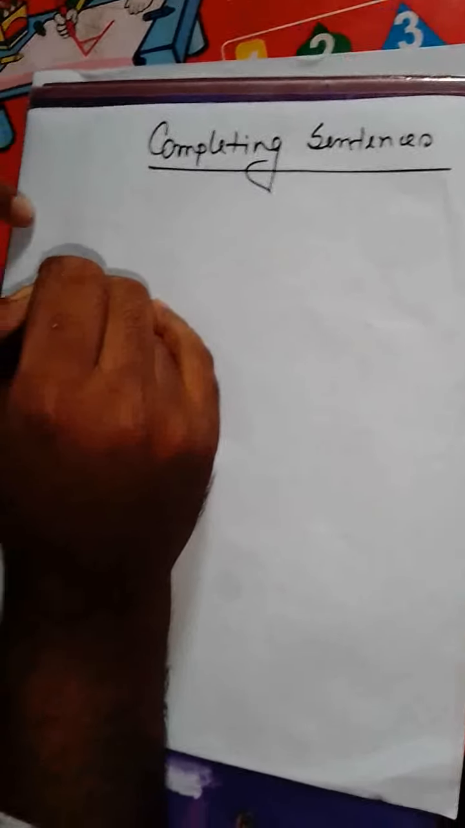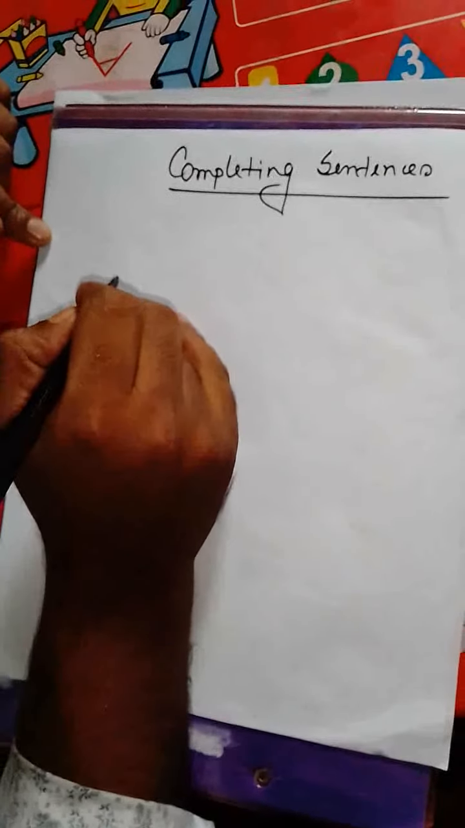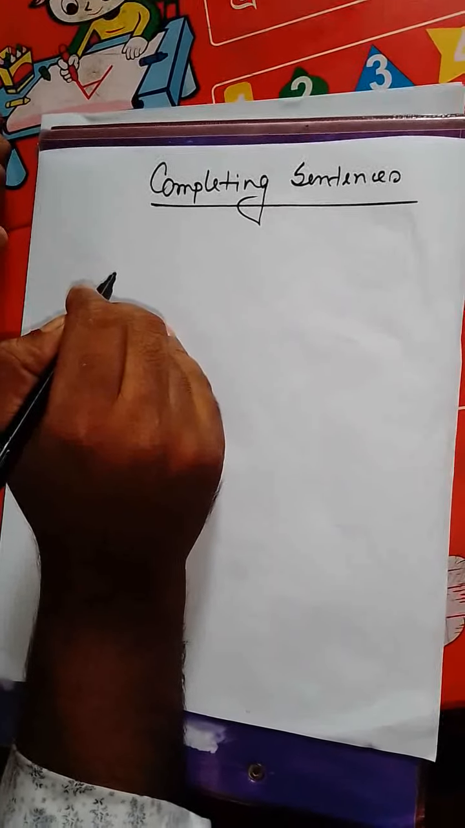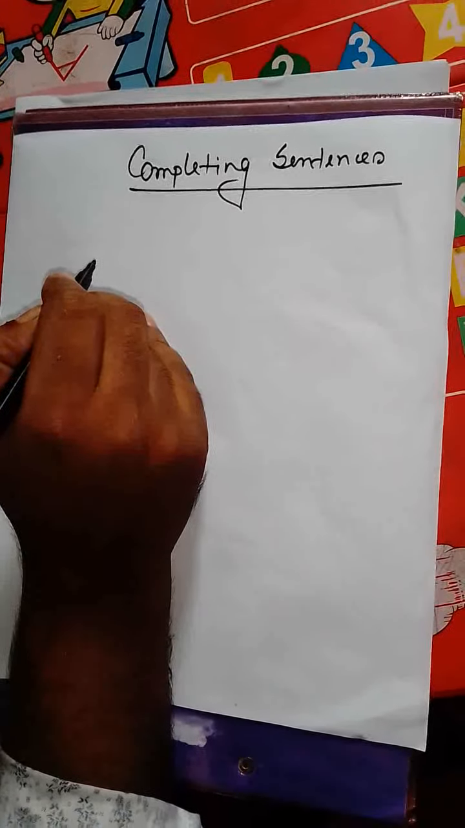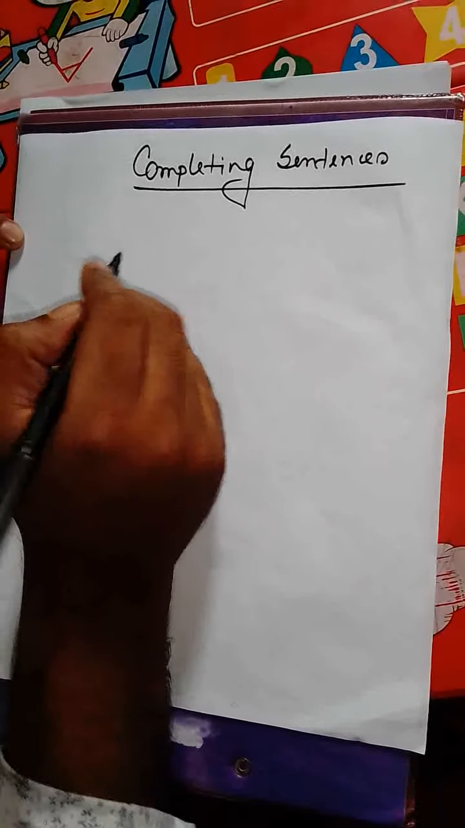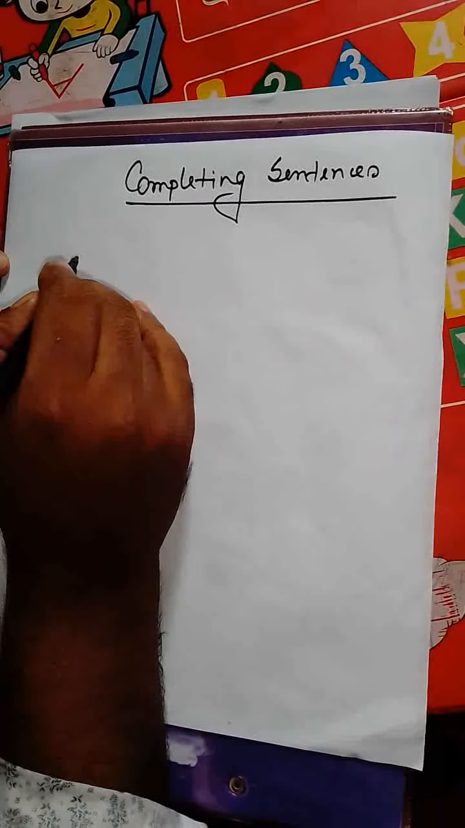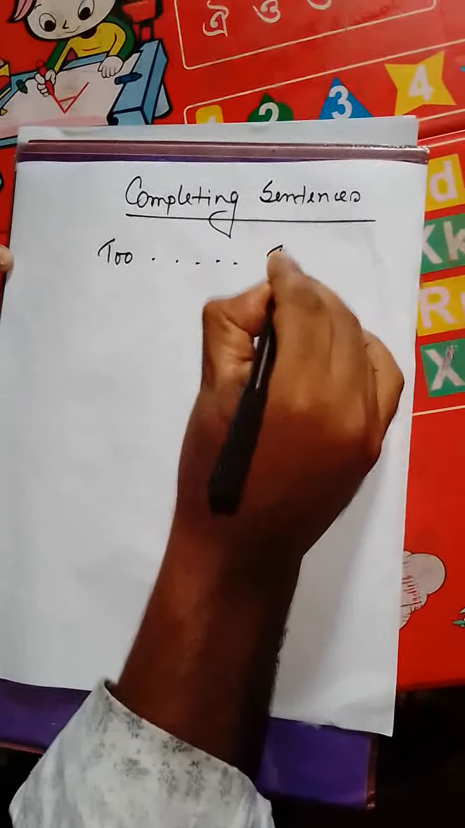My dear students, the students of class 9 and 10 will find this question, completing sentences, in their question paper against question number 7. Today, I am going to teach you several rules. Let's see the first one. At first, I would like to teach you the use of too and to.